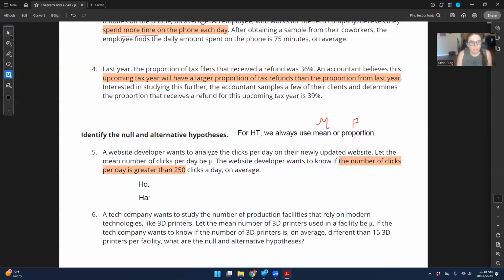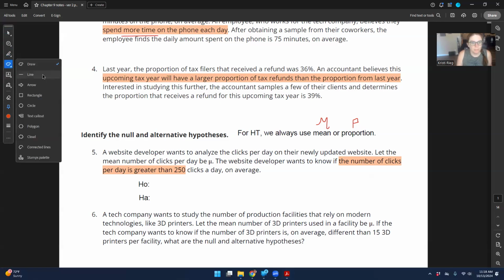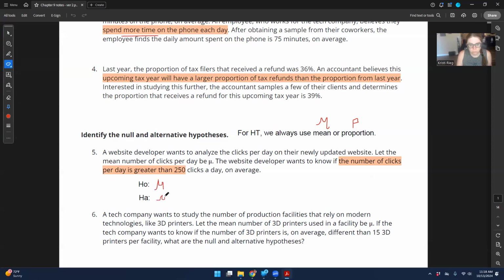I'm going to try to borrow this mu over here. Yeah, that's not going to work. Okay. Both of these are going to have a mu in them. I'm going to draw the mu. And it says greater than 250 clicks. So the claim is the alternative. Mu is greater than 250 is the claim.